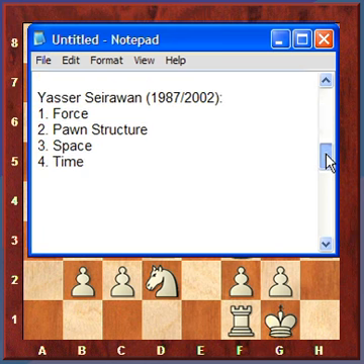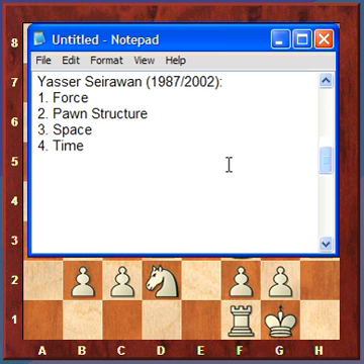How about the next person I want to use? Yasser Seirawan, in his video, I think it was called Pro Chess, in 1987, and then in 2002 it was released on DVD. I happen to have the DVDs. He breaks down analyzing a chess position into four factors: force, which you can almost consider material, or it is material, pawn structure, space, and time.